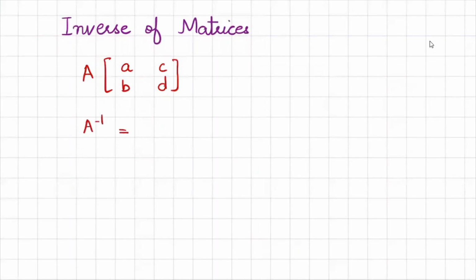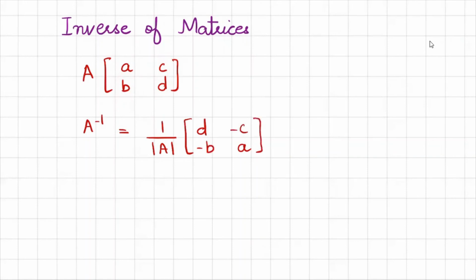So the inverse will be written as 1 over the determinant of A. The determinant, the modulus, means basically that you would be canceling out all the negative signs if there are any, multiplied by the matrix. Now just see how I'm writing it. I'm changing their positions: A and D will become D and A, and I'm changing the signs of B and C. So this would become minus B and minus C.